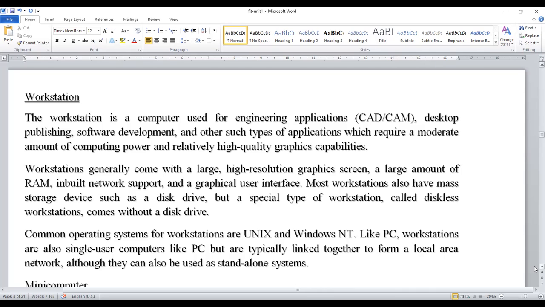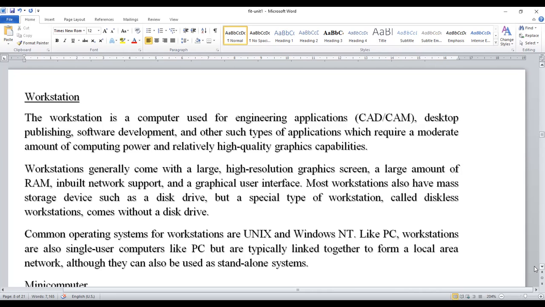Different types of mass storage devices are used, such as disk drives, but a special type of workstation called a diskless workstation comes without a disk drive. Diskless means without a disk. Common operating systems for workstations are Unix and Windows NT. These are the common types of operating systems.